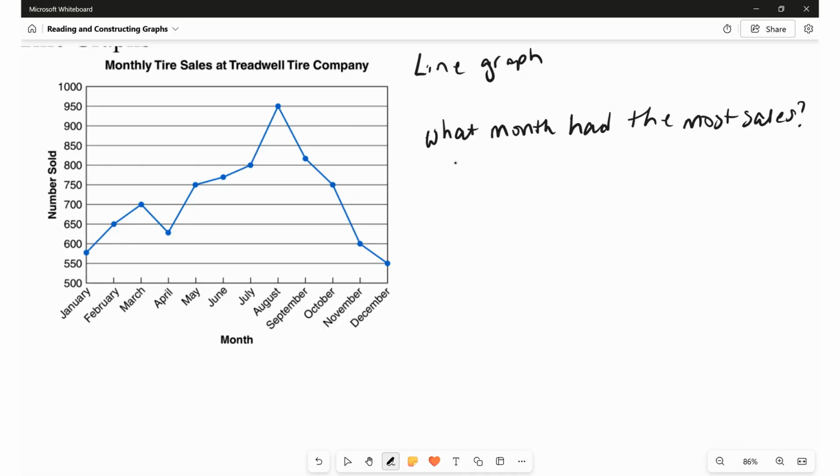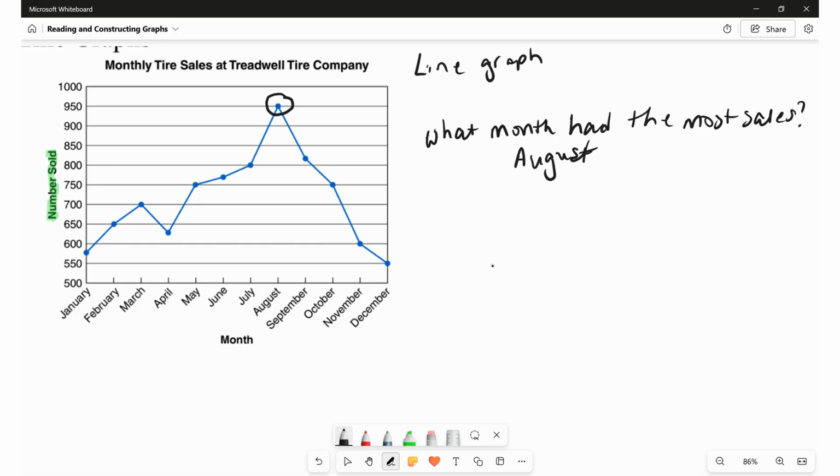Okay. Well, the number sold is over here. Okay. So which month has the most? Well, right there. August had the most sales.